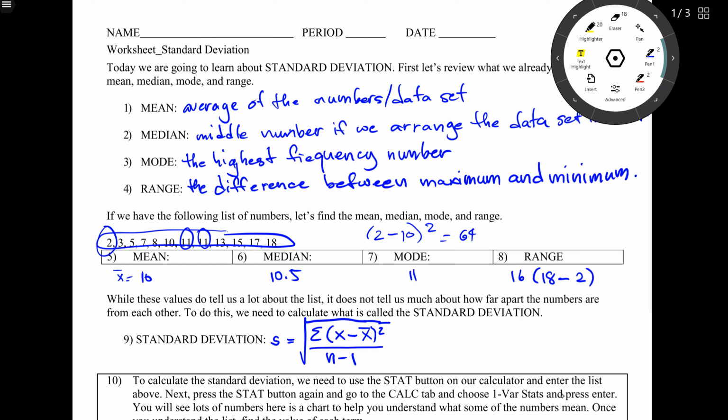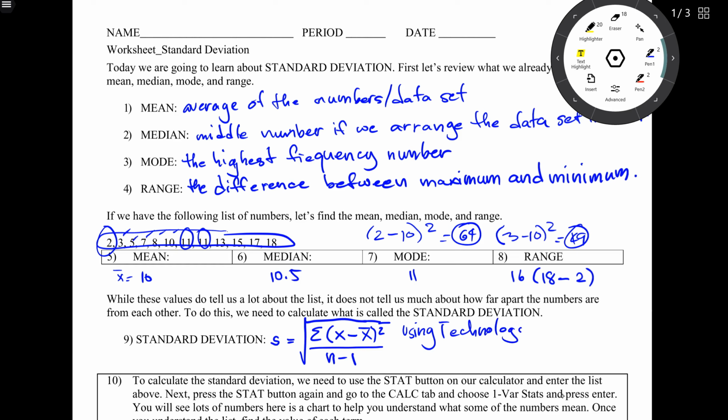So the first term is 64, and then we proceed to the next number, 3. So 3 minus 10, which is negative 7, and then we square it, and that would be 49. Basically, we are going to get the distances and square them for each of these points. Then we sum it all: 64, 49, and so on and so forth. That's the summation. And then we divide the total sum by n minus 1. We are not going to be doing that manually. We are going to be using technology.